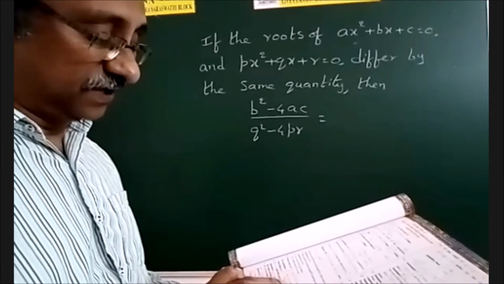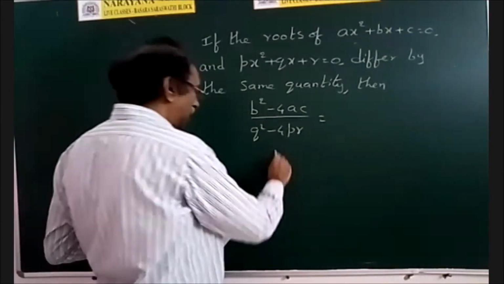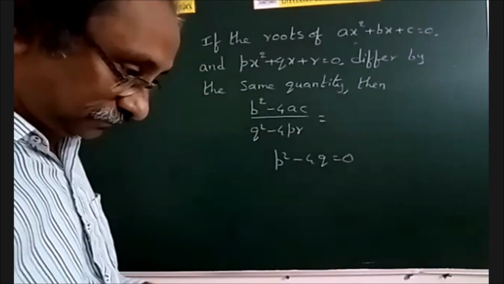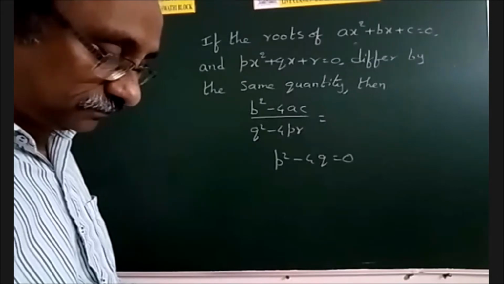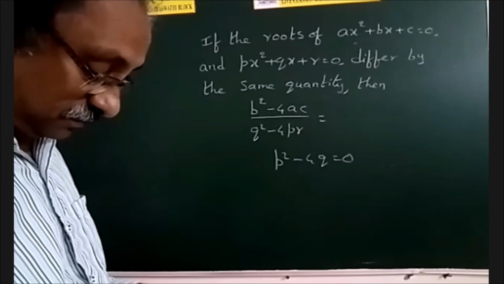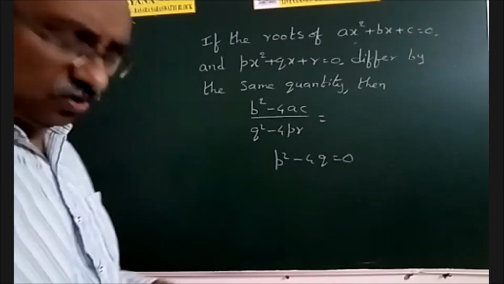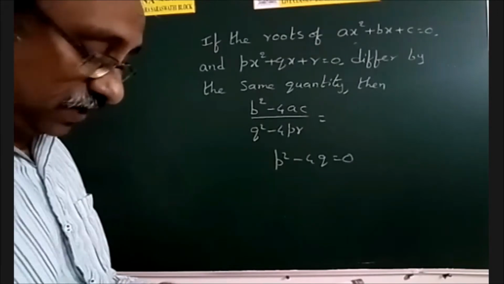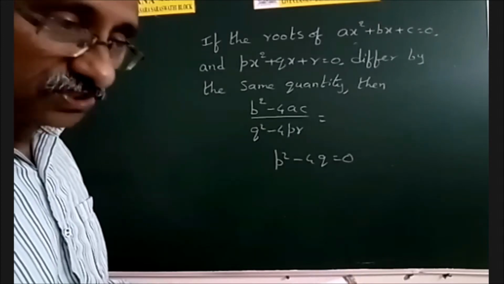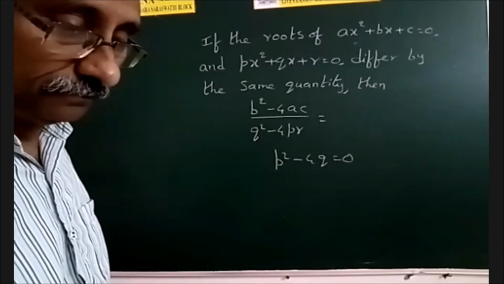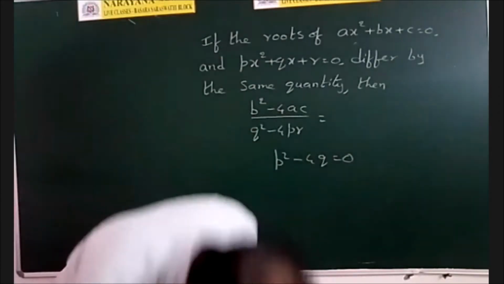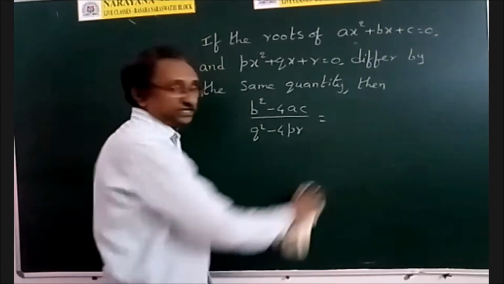X square plus px plus q is equal to 0. Roots are equal. So you have written that p square minus 4q is equal to 0, isn't it? No, sir. The c value will be 12, no, sir, in that question. See, there are 2 different equations. For the first equation, it is given that root is 4. For the second equation, roots are equal. Okay, sir. Thank you, sir.